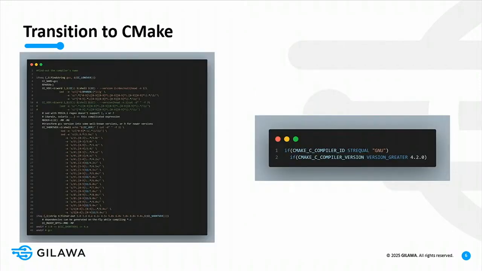So here is a demonstration of something as simple as identifying the compiler version and ID. In Makefiles, on the left, we had to have 50 or so lines, but in the new cmake, we can just do it with the cmake variables already provided and just do some brief checks.